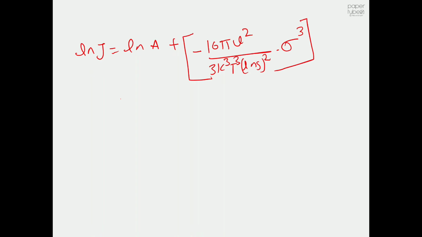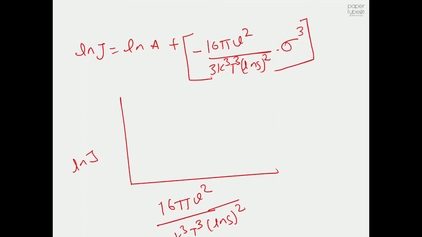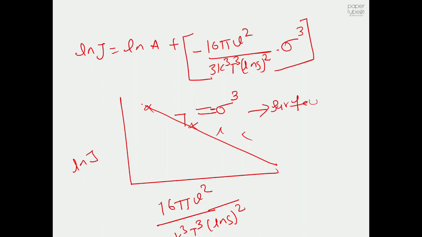So if we plot natural log of J versus 16 pi v square over 3k cube T cube ln of S the whole square, you will get some points like that, and then you take the best fit line. That slope should be equal to negative sigma cube. So from that we can calculate the surface free energy.